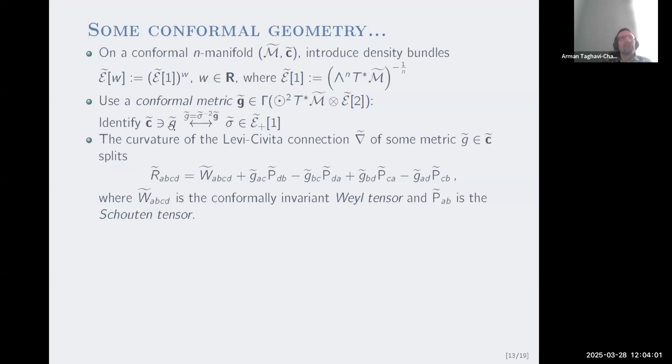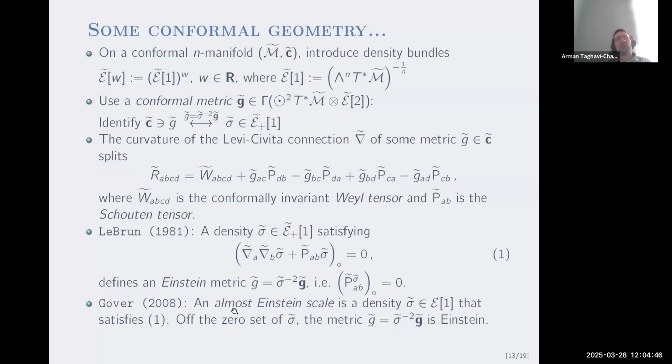And one can show that there is a correspondence between nowhere vanishing sections of this line bundle, so nowhere vanishing density bundles of weight 1, and metrics in the conformal class. Okay. So once I've chosen a metric, I have a Levi-Civita connection and I can consider the curvature of this Levi-Civita connection, and it splits into a conformally invariant part, the Weyl tensor, and then the rest, which is described by the Trautman tensor.